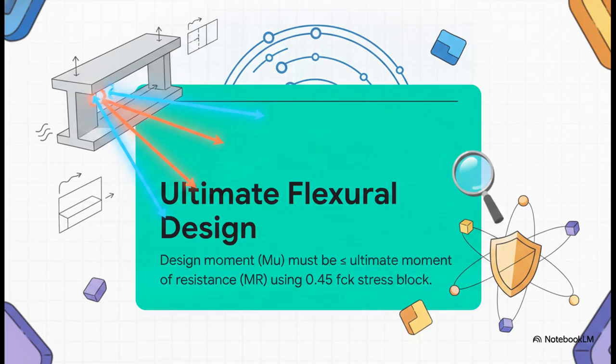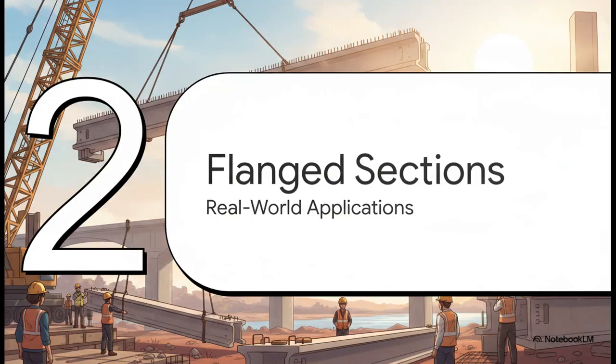At failure, the concrete compressive stress is taken as 0.45 times the concrete's characteristic strength, acting over a specific depth of 0.42 times the neutral axis depth. If you just keep this balance of forces in mind, the rest of the puzzle pieces will fall right into place. Moving on to Section 2, real-world flanged sections.